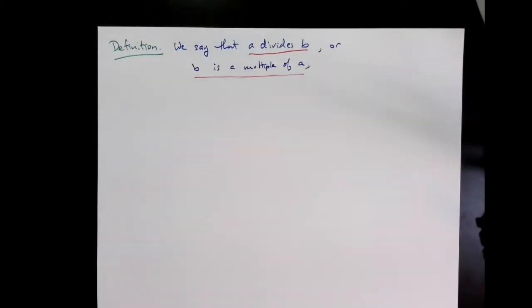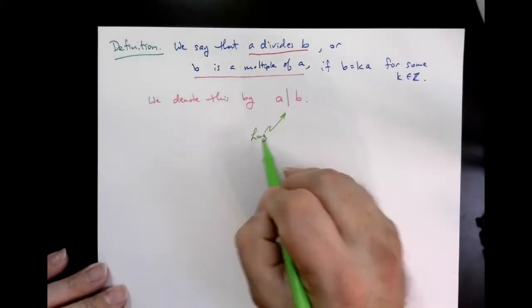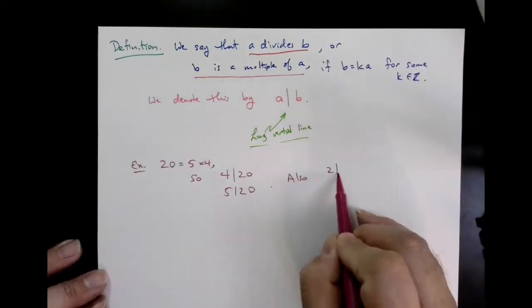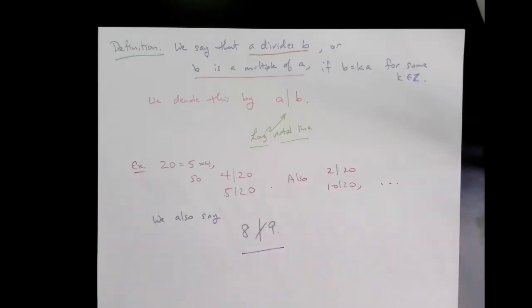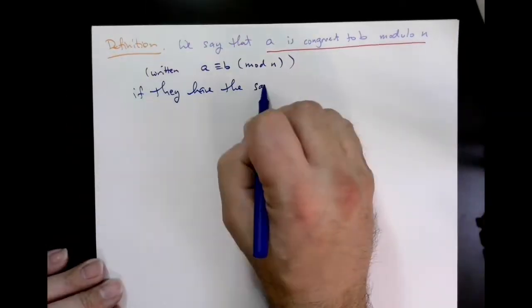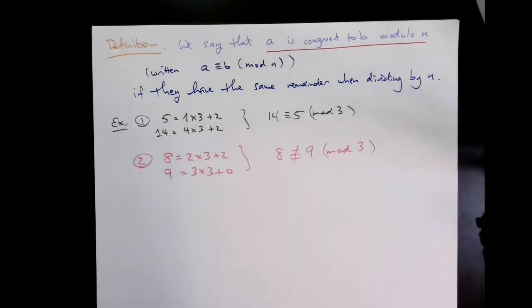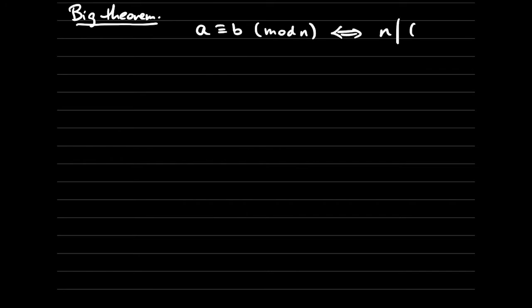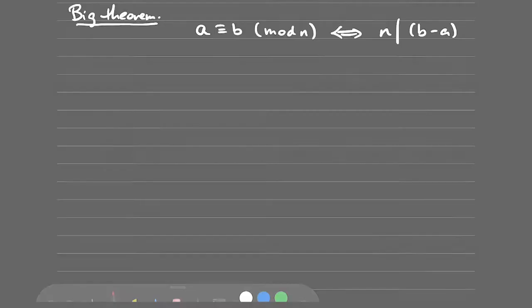Let us review a few things from last time. Recall the definition of A divides B, or B is a multiple of A, the definition of A congruent to B modulo N, and finally the theorem that A is congruent to B modulo N if and only if N divides B minus A. These are all results from last time. Let's first get some corollaries from those results.